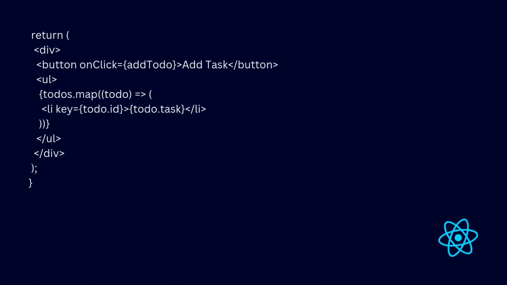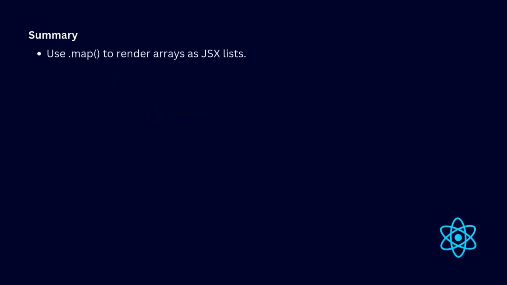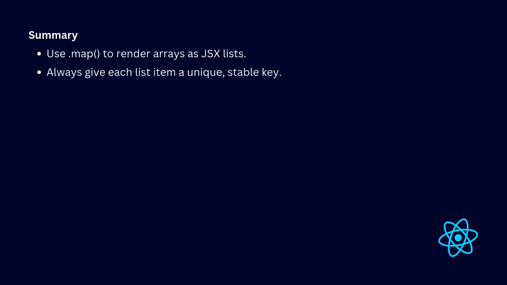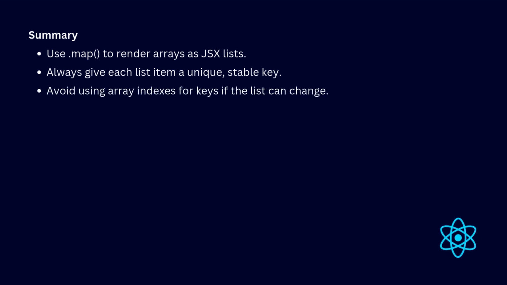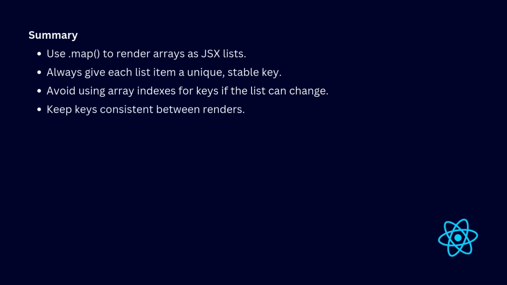In JSX, we have a button that calls addTodo when clicked. Below that, we map over todos and return an li for each to-do, setting the key to todo.id and showing todo.task. Because our keys are stable and unique, React can add a new item without re-rendering or messing up the existing list. To summarize: use .map to render arrays as JSX lists. Always give each list item a unique, stable key. Avoid using array indexes for keys if the list can change. Keep keys consistent between renders.